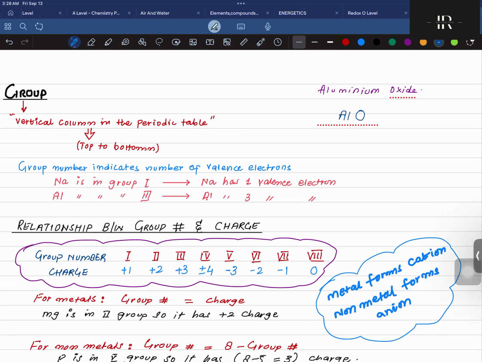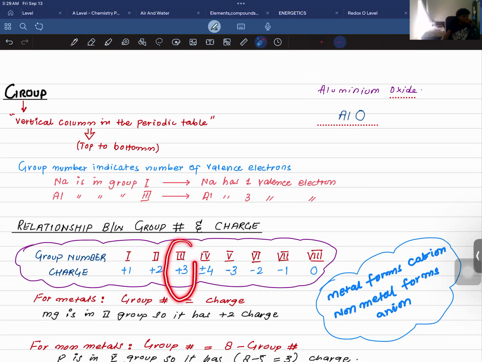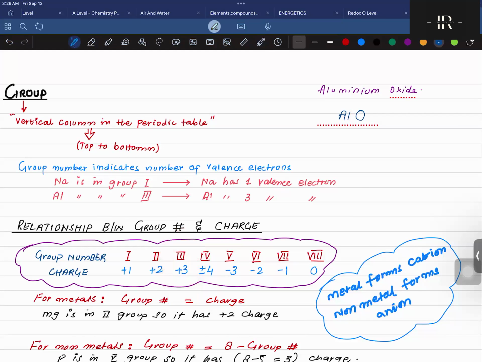It's in group 3, right? You can say it's in group 13. So something which is in group 3, what's the charge? 3, exactly. I'm going to write 3 over here.